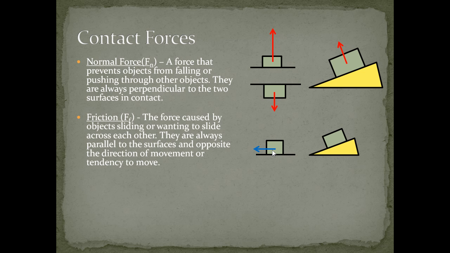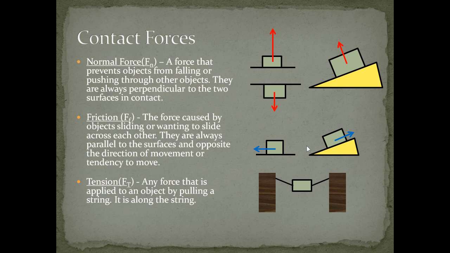If I move over to the inclined plane, consider this like a slide, and this block wants to slide down the plane. Well, because the direction of motion wants to be down and to the left, the frictional force is going to be parallel to the slide, but up and to the right. Frictional forces are dependent on the two surfaces in contact, and we'll learn later exactly how we do calculations with that.